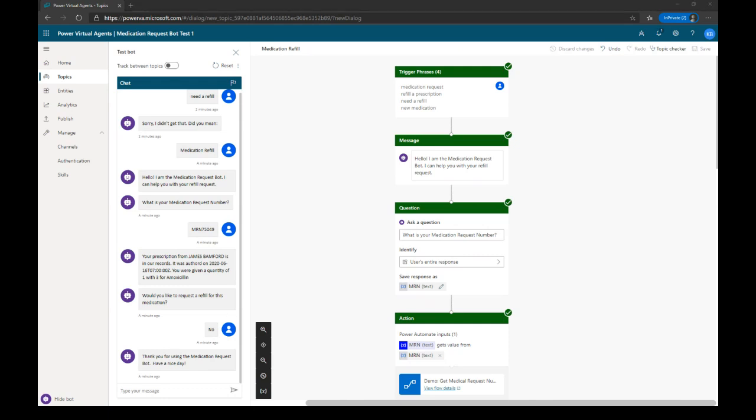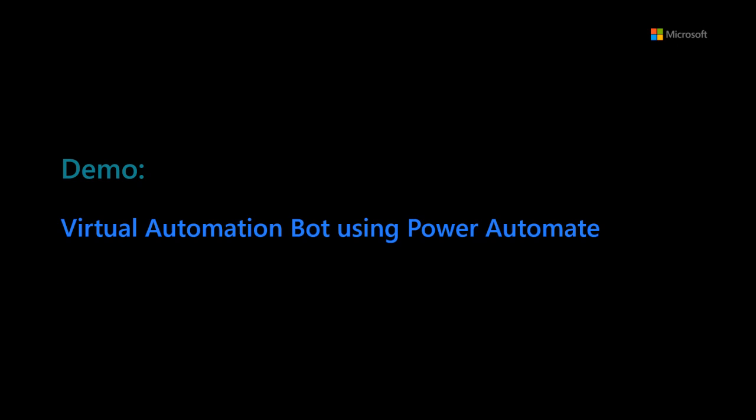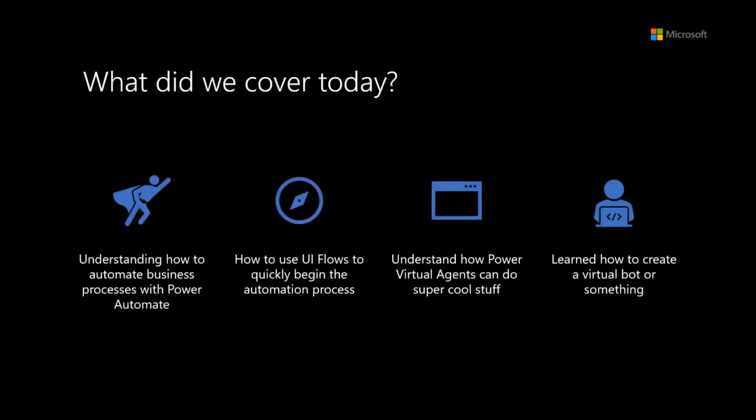So let me just bring up the PowerPoint one last time. Just a summary of what we did today. So today we talked about how to automate business processes within the Power Platform using Power Automate and Power Virtual Agents. We went over how to create a flow to quickly begin that automation process, whether that's sending an email or getting information from CDS and kicking it back over to the virtual agent.